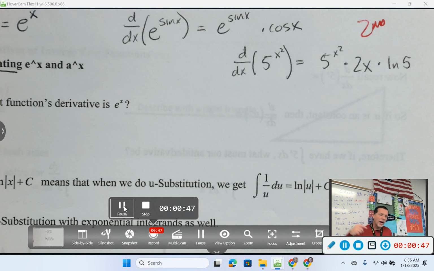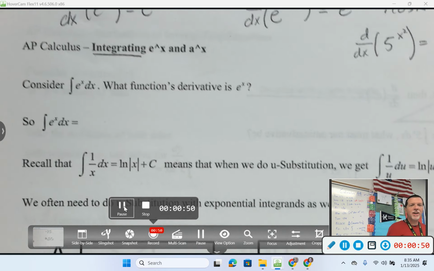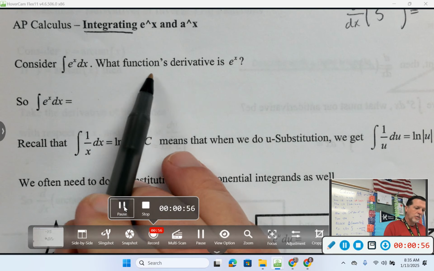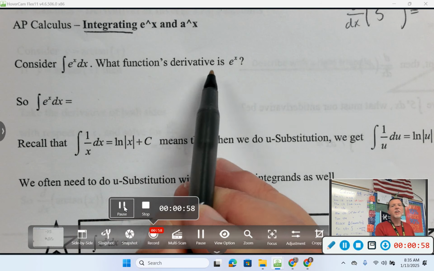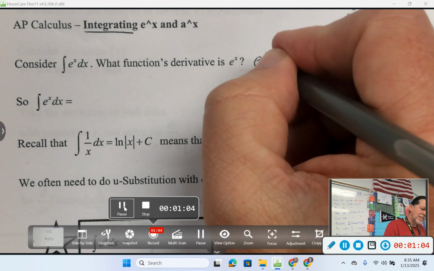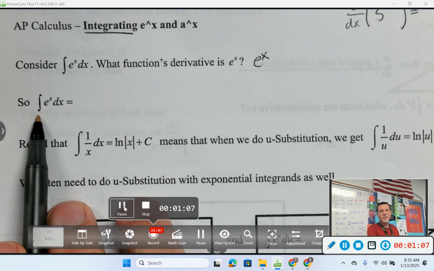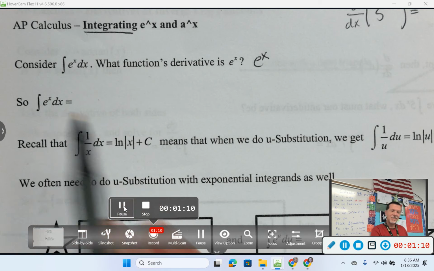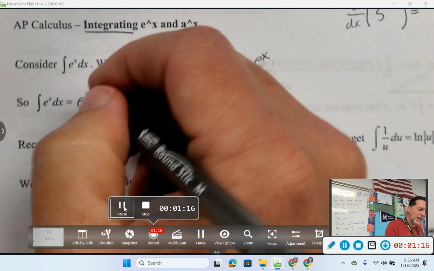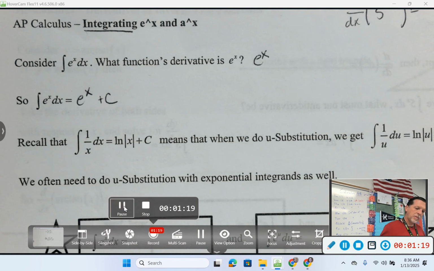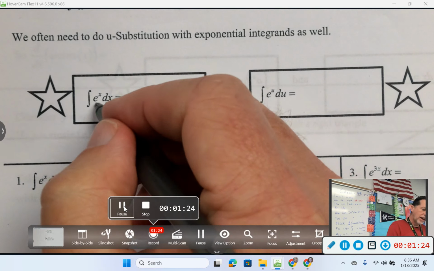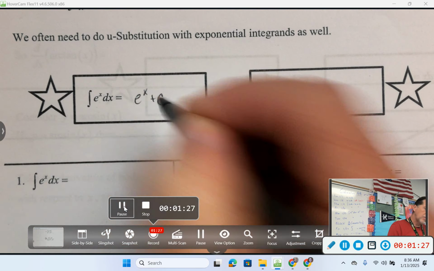Now we're going to go backwards, but in some ways it's not difficult because consider the antiderivative of e to the x, which means who has a function, or who has a derivative of e to the x? E to the x. So that means the antiderivative of e to the x is e to the x. Somebody want to throw one more thing on that? Plus c. We'll often do u substitution with this as well. So antiderivative of e to the x is e to the x plus c.